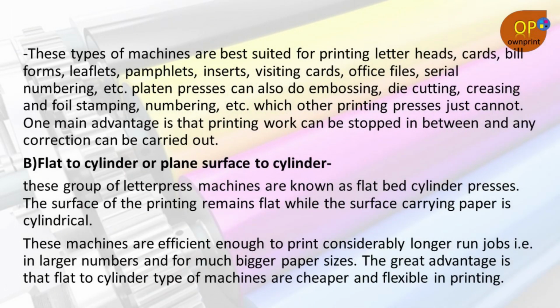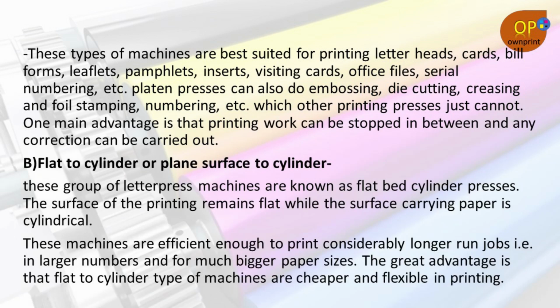These types of machines are best suited for printing letterheads, cards, bills, forms, leaflets, pamphlets, inserts, visiting cards, office files, serial numbering, etc. Platen presses can also do embossing, die cutting, creasing, foil stamping, numbering, etc., which other printing presses just cannot. One main advantage is that the printing work can be stopped in between and any correction can be carried out.